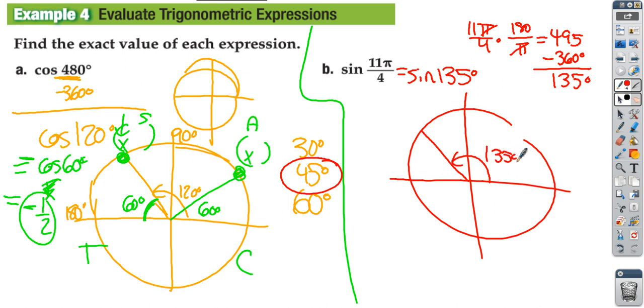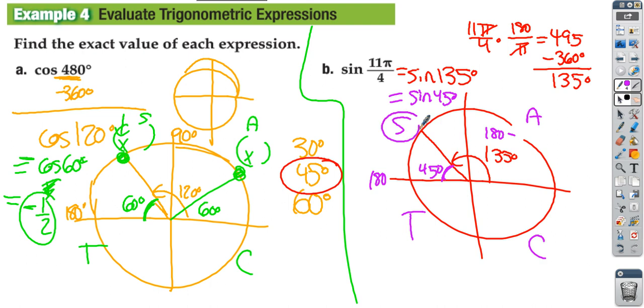There's 135. The question is, what angle takes us down to 180? And the answer is 180 minus 135 is 45. So sine of 135 is actually the same as the sine of 45, and it even has the same positive or negative sign because 135 is in the second quadrant and sine is positive in the second quadrant. This y-coordinate right here is the exact same as this y-coordinate right here, which is the sine of 45. And you may remember from the table the sine of 45 is radical 2 over 2.